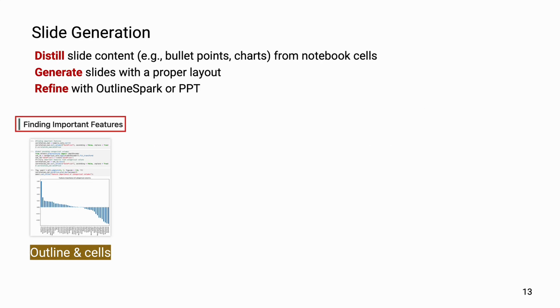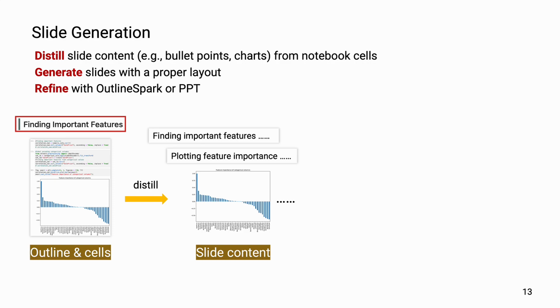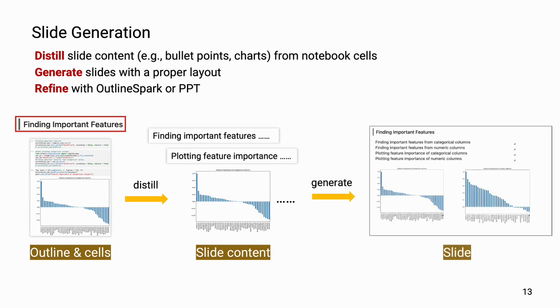For slide generation, we initially distill content like bullet points and charts from cells retrieved for the outline. Then, we arrange them with a proper layout to generate a slide. The generated slide can be further customized using Slide Panel or other presentation tools to meet specific preferences. Here, we use a live demo to illustrate how OutlineSpark supports structuring and creating slides from computational notebooks.